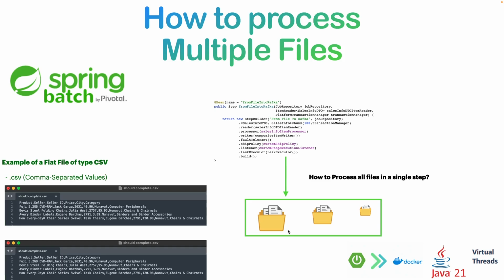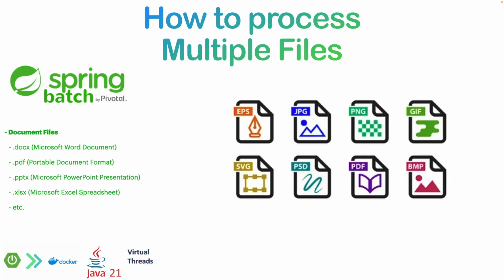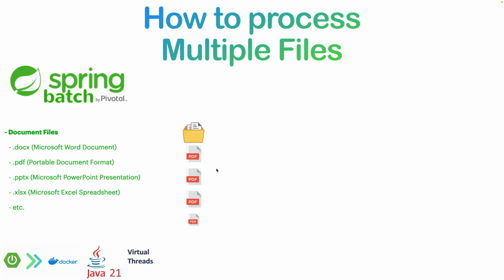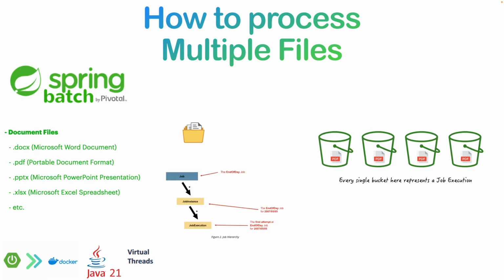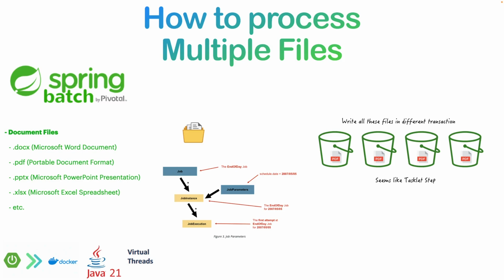But before moving further, I would like to give you another example. Let's suppose that we are processing document files. A document file can be, for example, a Microsoft Word, a PDF, and so on. Let's suppose that we have some PDFs in our directory. A common approach would be to process the first file, the second, the third, and the last file. When we process them, a new job execution is created for each file. So that means that every single file will be processed in a different transaction.